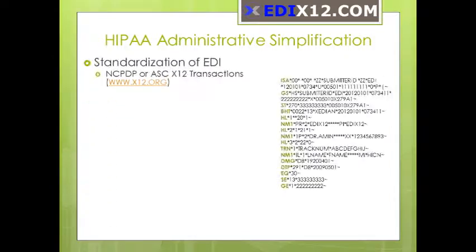Let's look at the 5 key items of administrative simplification. The first is standardization of EDI in NCPDP or ANSI X12 transactions. An example of X12 is available, as you can see on the right side, and the implementation guides can be accessed from x12.org.